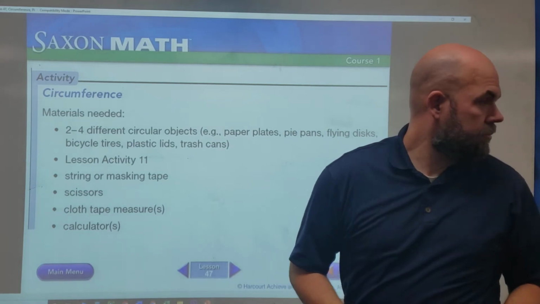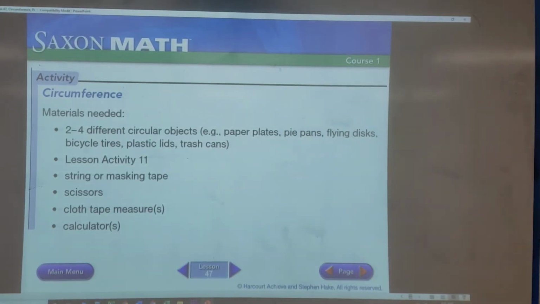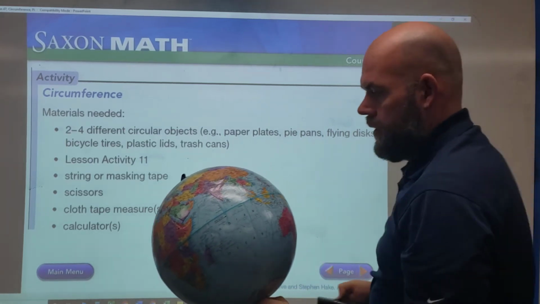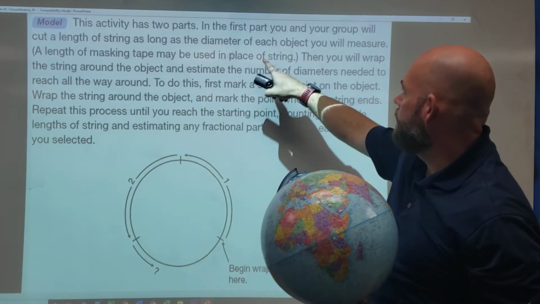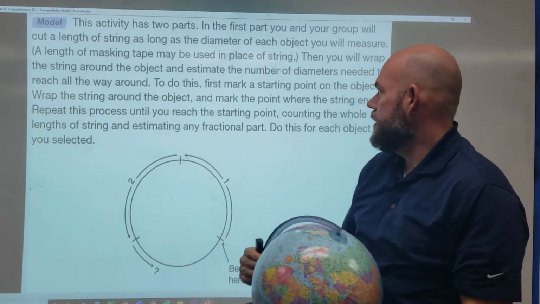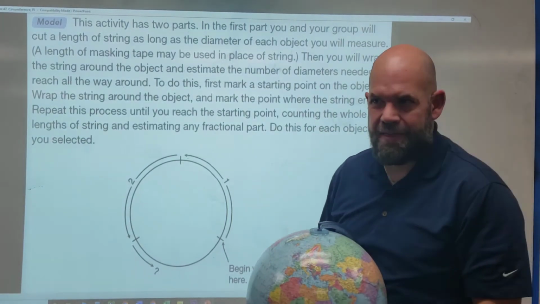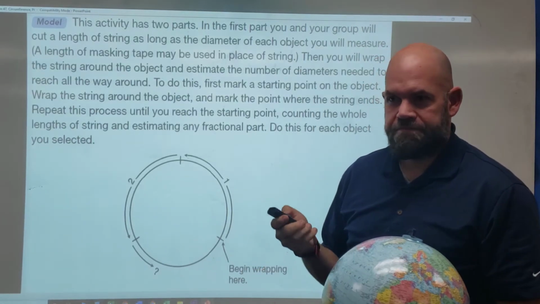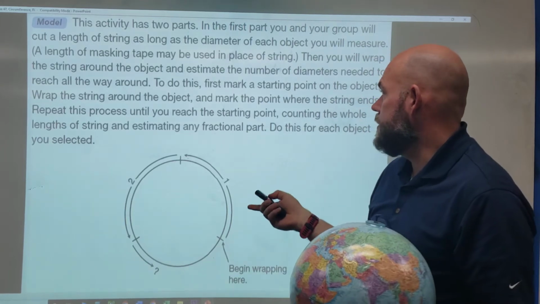I've got a globe. Let me grab one. Alright, so we've got a circular thing here, and we're going to have two parts. With your group, you can take a string, and you can actually measure all the way around, and then you can take the measurement just across. So this would work better with a flat thing. So if you have like a paper plate or something like that, then you can use that.